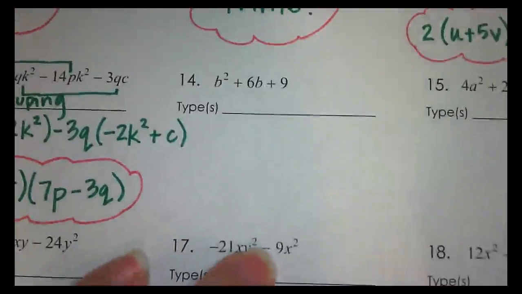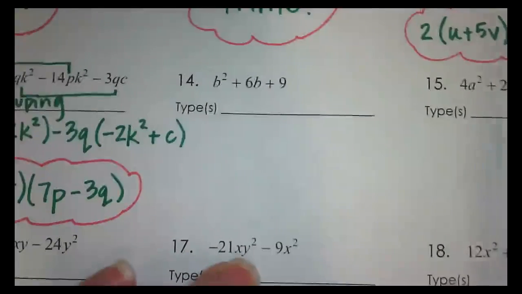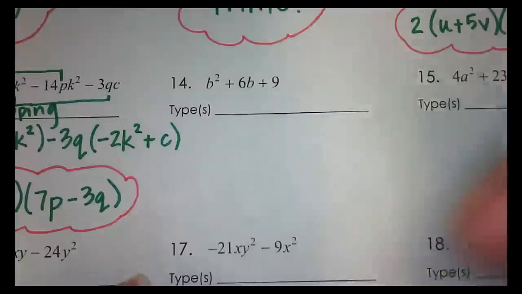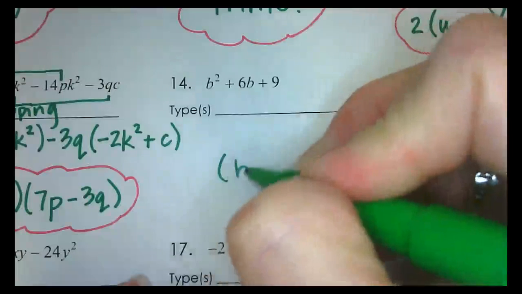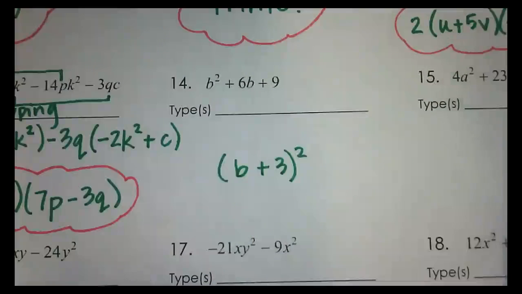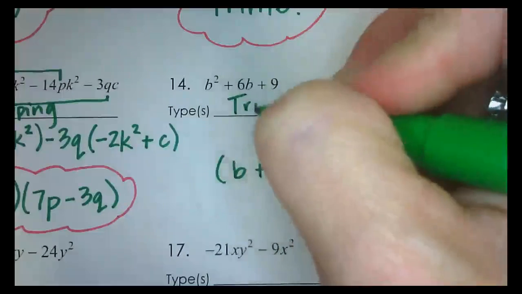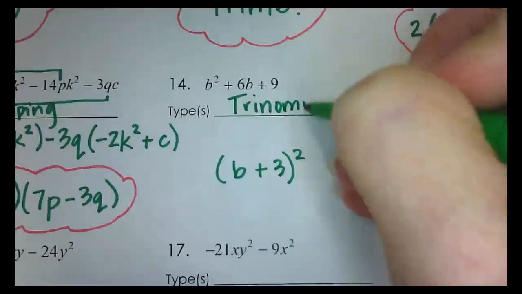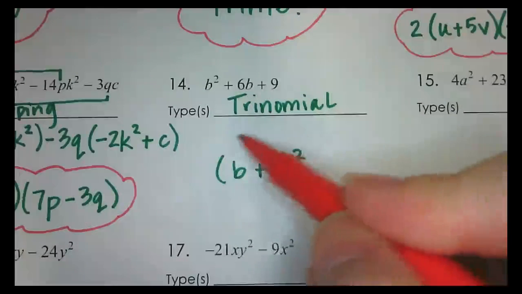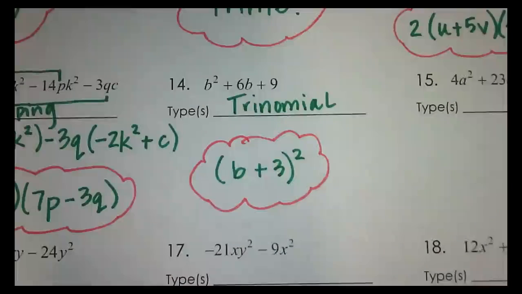All right, next up, number 14. So first thing, look for a GCF. I don't see a GCF, so this is a trinomial, so I'm looking for numbers that multiply to be 9 that add up to 6, and that would be 3 and 3, which means I can write it once and square it. So that one is just a trinomial. If you want to write b plus 3 times b plus 3, that is, of course, okay.